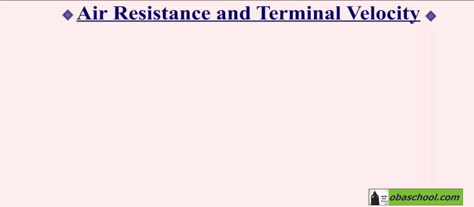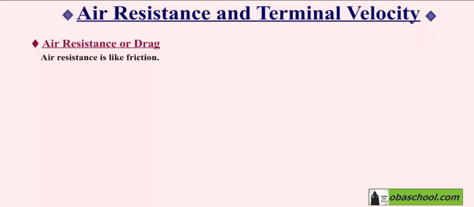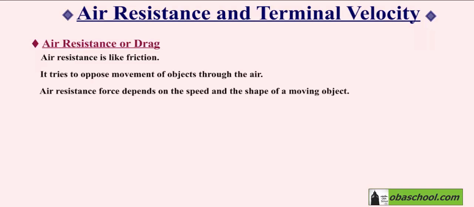Air resistance and terminal velocity. We have talked about air resistance in the previous chapter. We can also call air resistance a drag. Air resistance is like friction. It tries to oppose movement of objects through the air. Air resistance force depends on the speed and the shape of a moving object.